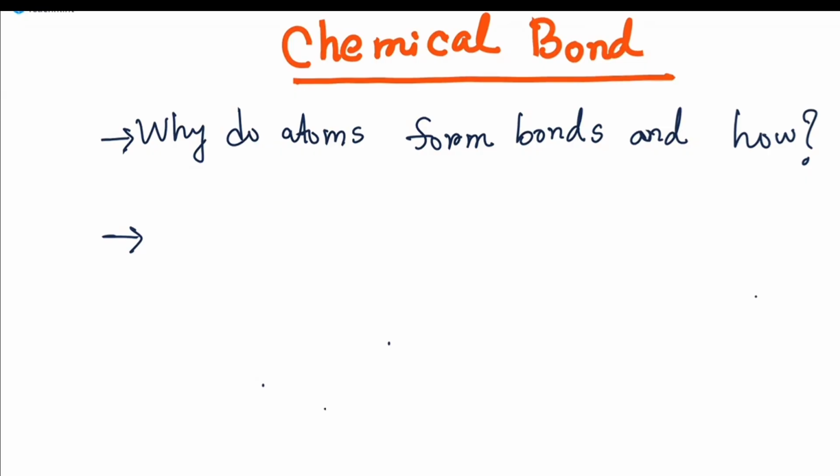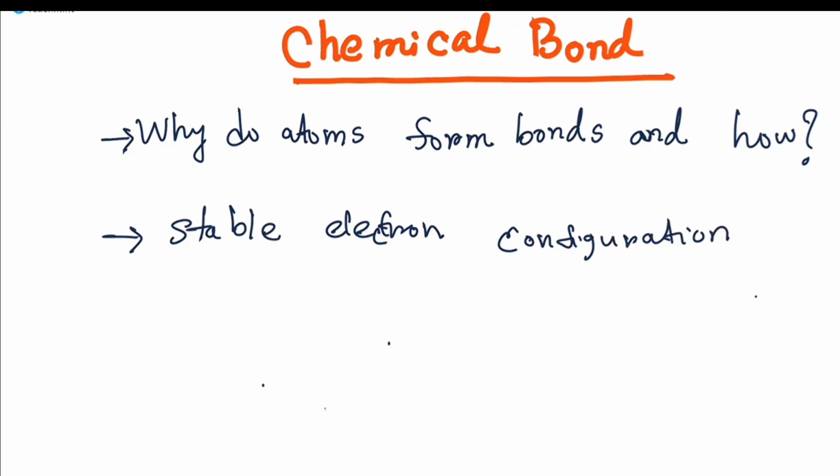And how do they become happy? When they achieve a certain electron configuration. That electron configuration is called stable electron configuration. When they achieve that, they become happy. And how to do that? There are different kinds of ways. We'll see in the class.